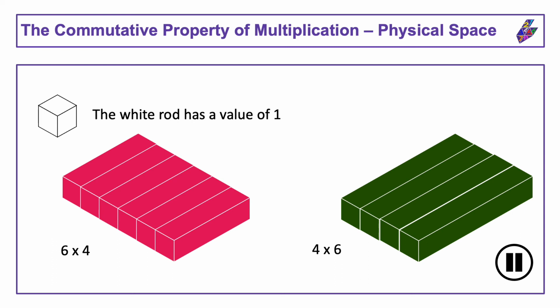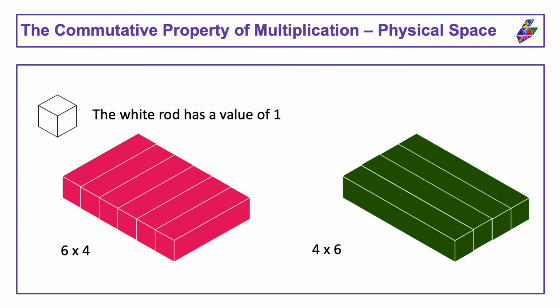We can see the images look different. In the first set of pink rods, there are 6 rods, and each rod has a value of 4. In the second set of dark green rods, there are 4 rods, and each rod has a value of 6. If we look at the expressions, we can see that the order that the 6 and the 4 appear are switched. The first expression says 6 times 4, and the second expression says 4 times 6. If we lay the 2 sets of rods on top of one another, we can see that they occupy the same amount of space. Even without knowing what the total is, we know that the value of the sets must be the same.